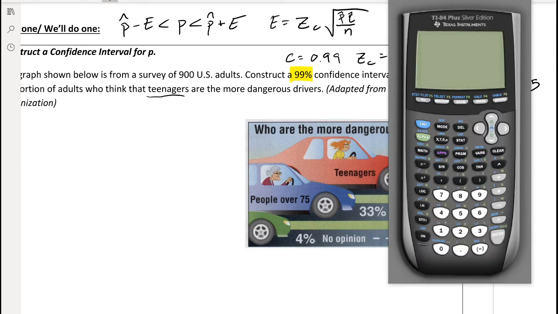900 times 0.63 is equal to 567. That is definitely more than 5. And then we might as well just do it for q hat as well. q hat is going to be 1 minus 63%.